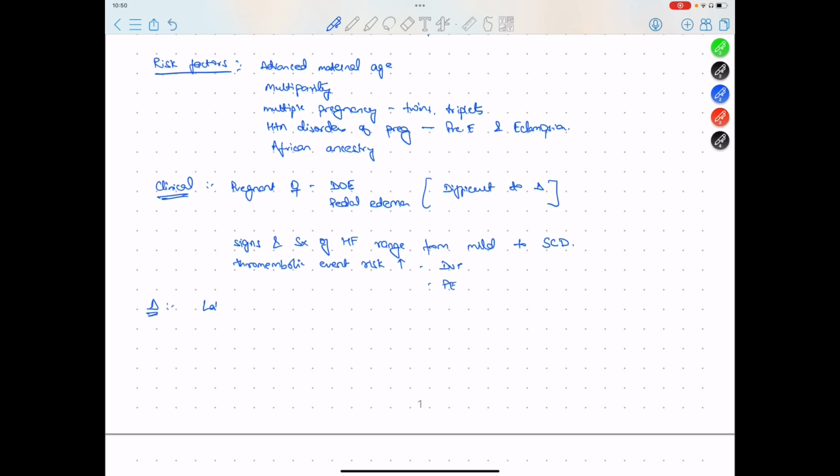If you do lab investigation, the pro-BNP level as well as anti-pro-BNP level are high. And if you do an ECG, you will note there is LVH, left ventricular hypertrophy, and ST wave abnormalities.